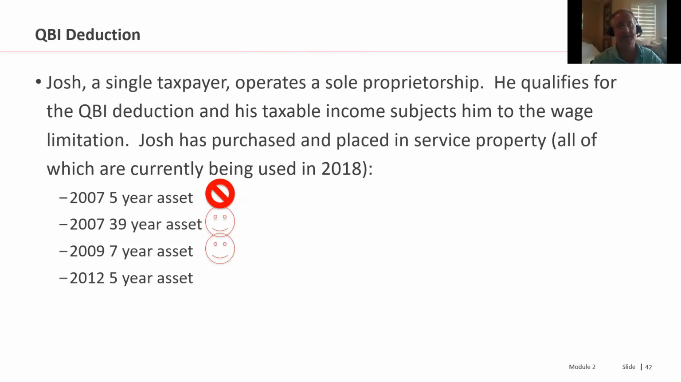Okay, how about the 2012 5-year asset? So this is one that I'm going to trick you a little bit, unfortunately, because we haven't covered depreciation yet. That one is also still depreciable. You would find that that's within its regular depreciation period, even though it's only 5 years. That would be 2017. We're going to find out that it's actually 6 years. But either way, it's still within 10 years, and so it's qualified property.